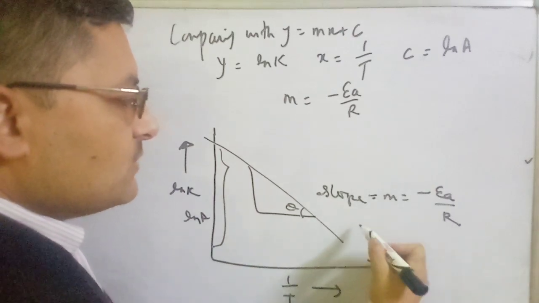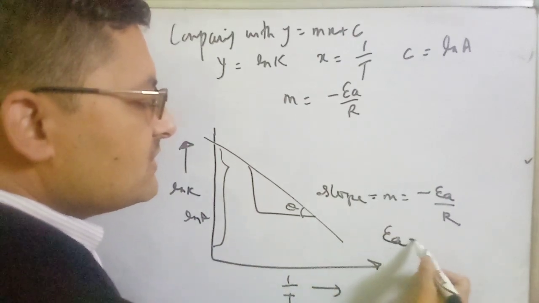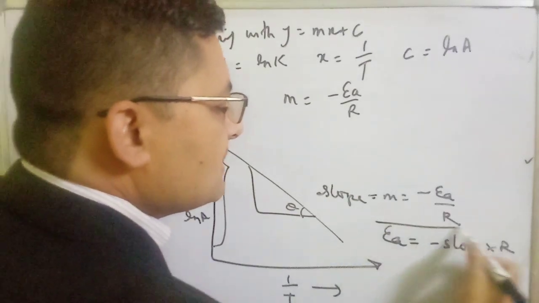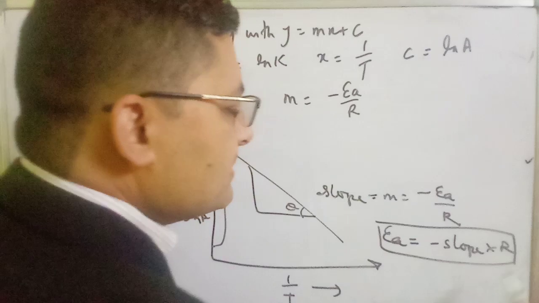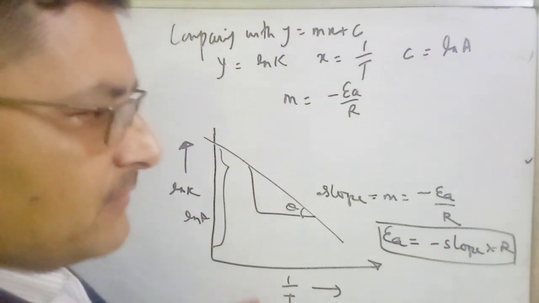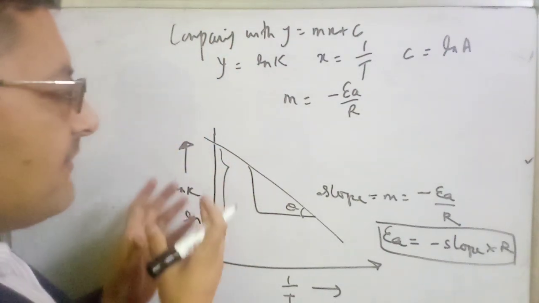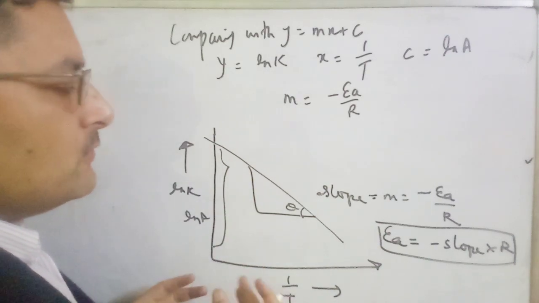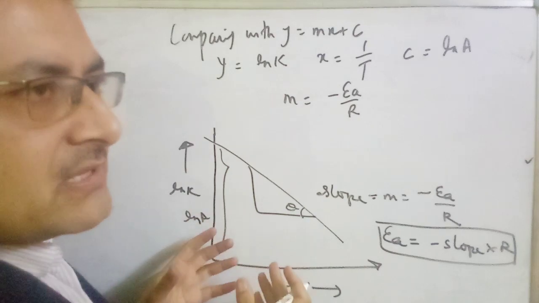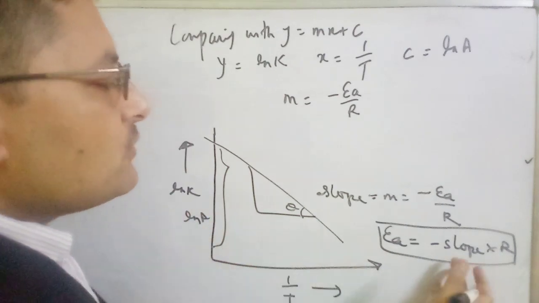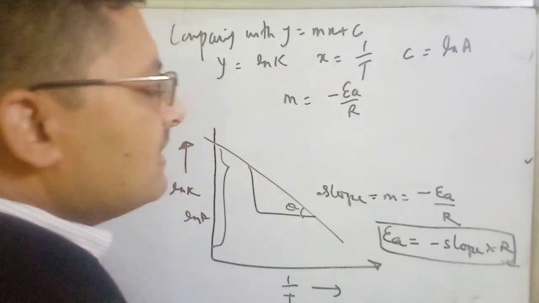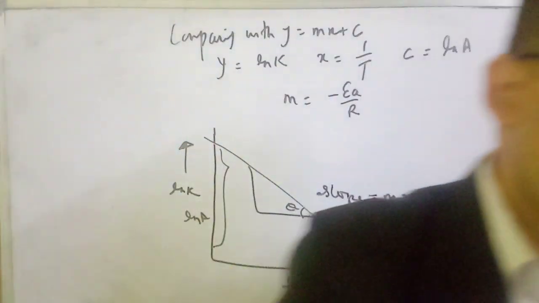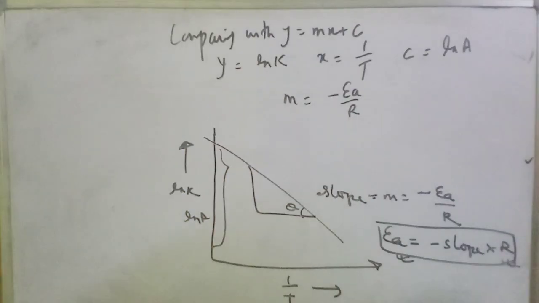So friends, you can easily say that Ea, the energy of activation, equals minus slope multiplied by R. This is the graphical method to calculate energy of activation. Experimentally, if you plot a graph and get a straight line like this, then the negative slope of the straight line multiplied by the universal gas constant R will be equal to the energy of activation. So this is how you calculate energy of activation experimentally from the graph.